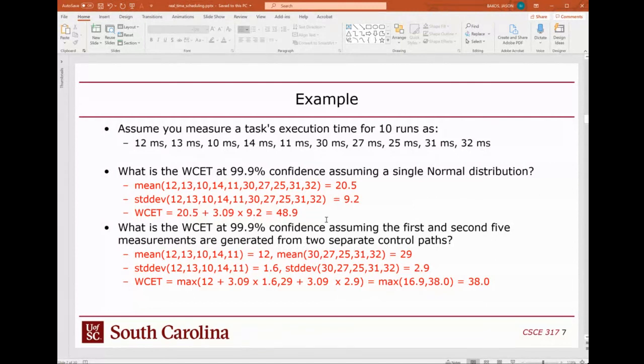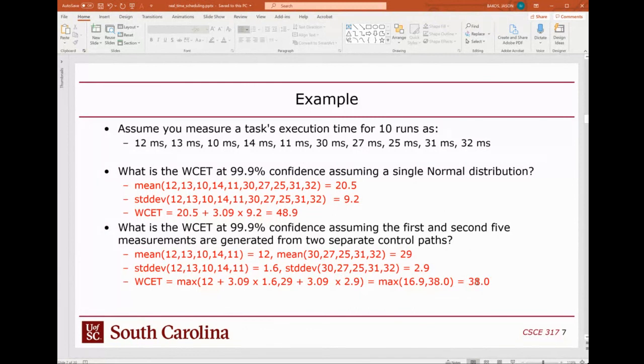So you might say, well, what is the advantage? Well, the advantage is that this gives you a much tighter measurement. The standard deviations are smaller. So the worst case execution time would simply be the maximum of the worst case execution time of each of those 2 control paths, which would be 12 plus 3.09 times 1.6 for the first control path, and 29 plus 3.09 times 2.9 for the second control path, which gives you 16.9 milliseconds and 38 milliseconds, of which the maximum is 38.